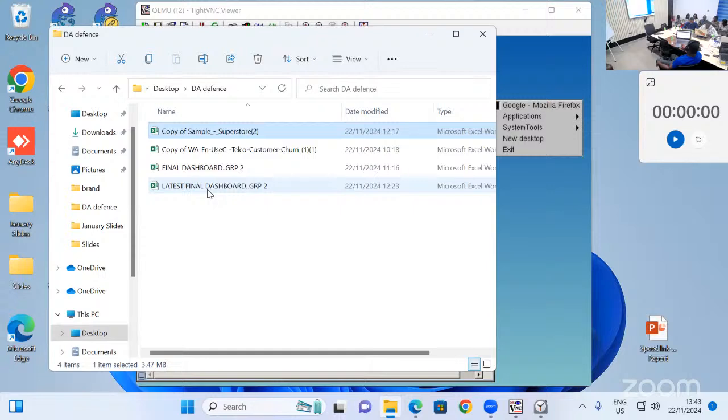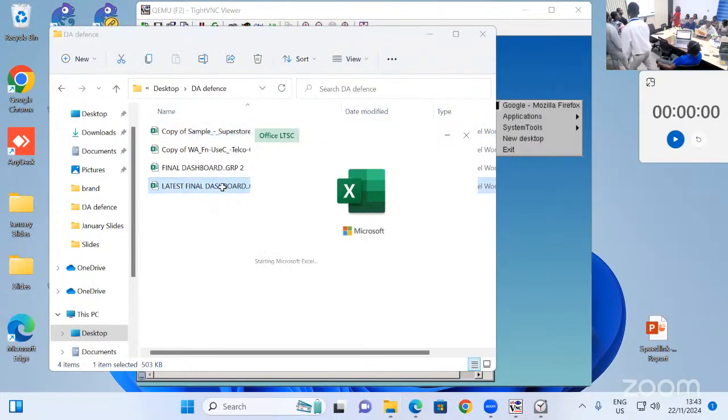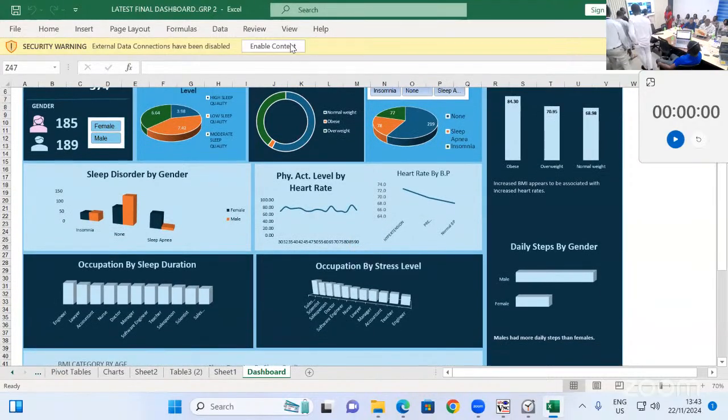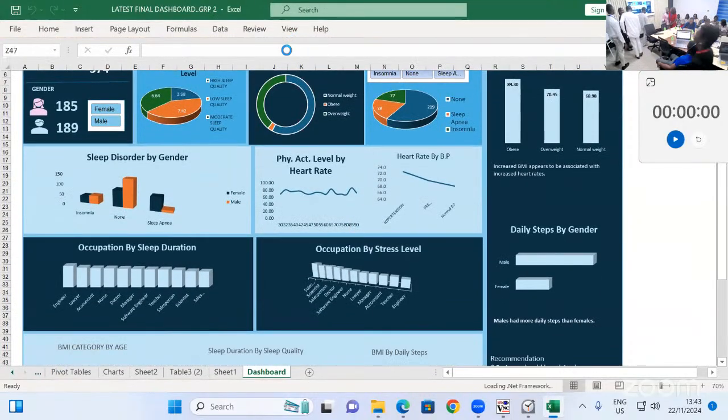Group two. Group two. Find the latest financial. Enable content. All right, so your time has started.